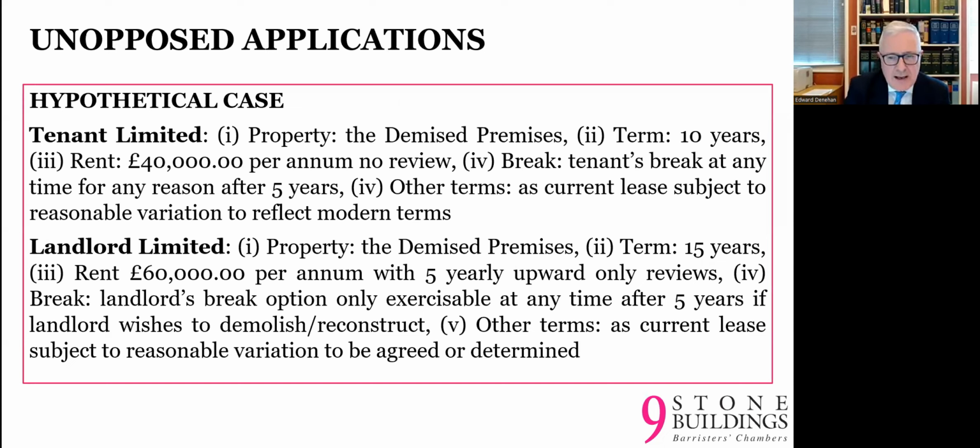And you see on the screen there the typical type of dispute. Both agree that the entirety of the demised premises should form the subject of the new grant. Tenant wants 10 years, landlord wants 15, that's the maximum. Tenant wants to pay 40,000 with no reviews. Landlord says 60,000 with reviews. Landlord wants a break, exercisable any time after 5 years if he wants to demolish or reconstruct. Other terms as the current lease. Tenant wants a tenant-only break clause after 5 years. The sort of issues that one sees in these cases.